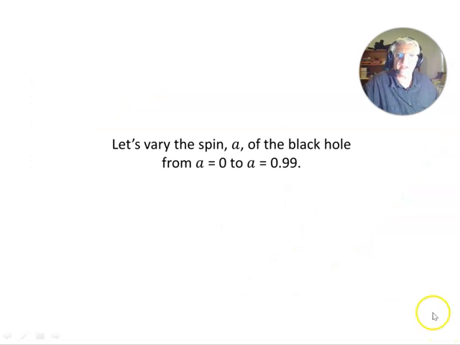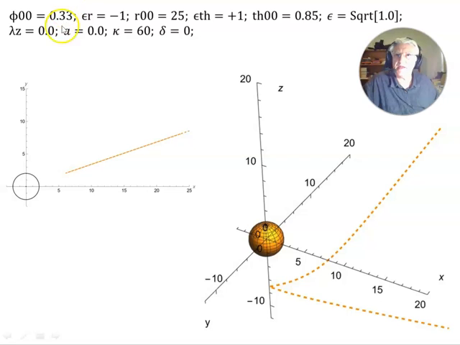All right. Next one. Now, let's try varying the spin of the black hole, say from 0, the Schwarzschild case, up to extreme Kerr, 0.99. And when we do that, lambda is 0, A is 0. This is our Schwarzschild case. There's no spin on the black hole anymore. There's a singularity at the center. And what we've got is just, this remains like this.